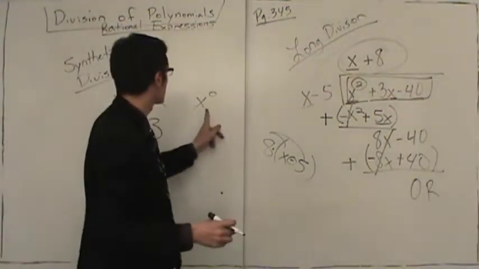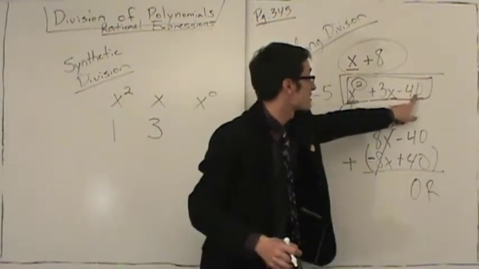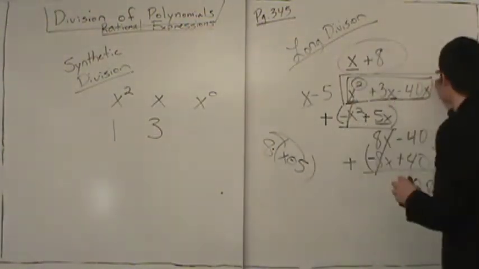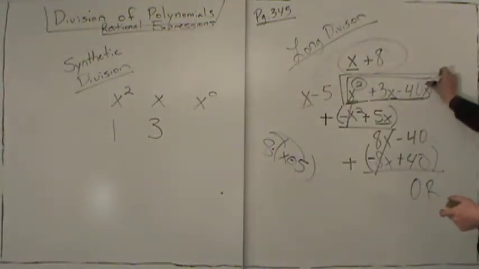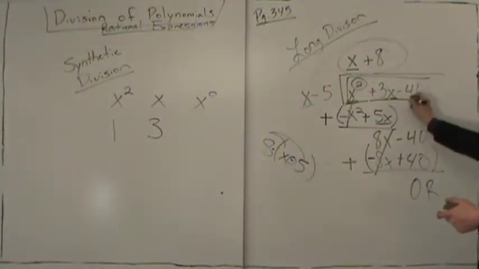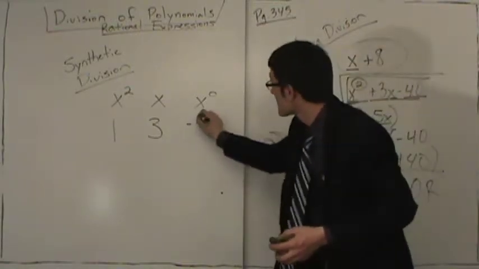And what is the x to the 0? Remember, x to the 0 represents your constant. We don't write the x to the 0 because x to the 0 is assumed to be 1. So what is your constant term? Your constant term is negative 40.